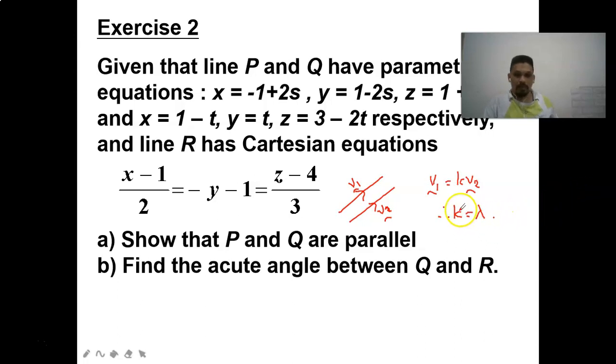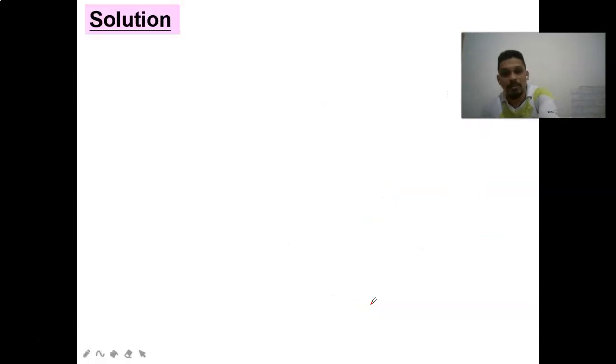Just imagine that K or lambda is the same. I put K equal to negative 2. With that value of K, these two lines P and Q are parallel. And for the acute angle between Q and R, the acute angle theta is equal to 10.89 degrees. So try the questions by yourself for these two exercises.